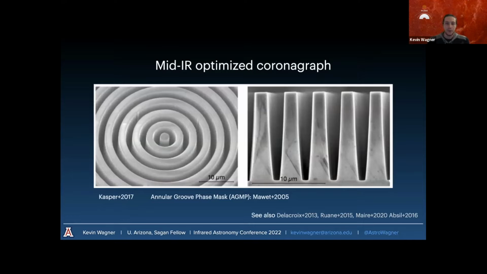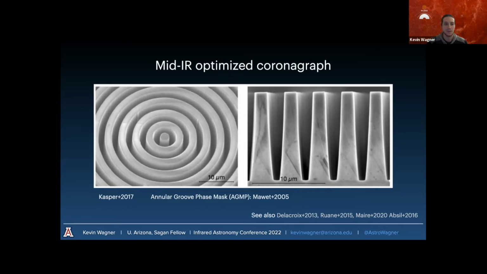Another important piece of hardware is a 10 micron optimized coronagraph, or in this case, an annular groove phase mask, or AGPM. This is the sub-wavelength grating that acts like a pair of polarized sunglasses in which the polarization vector performs a complete 360-degree turn around the central axis. So this creates an effective central null, which occults the light from the central star while allowing the light from off-axis sources to pass through.